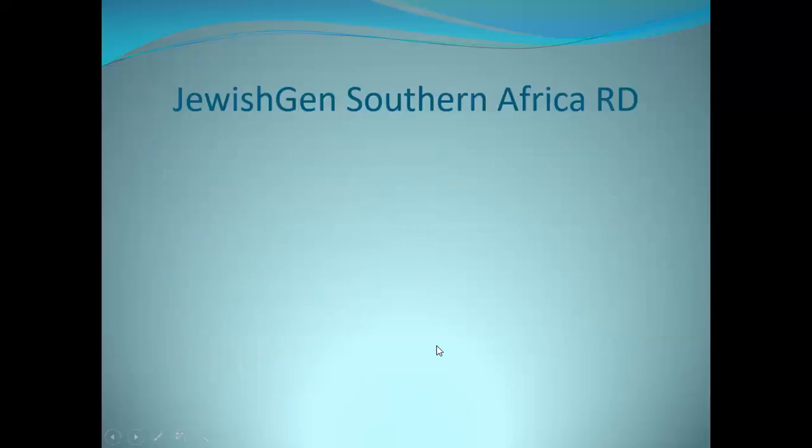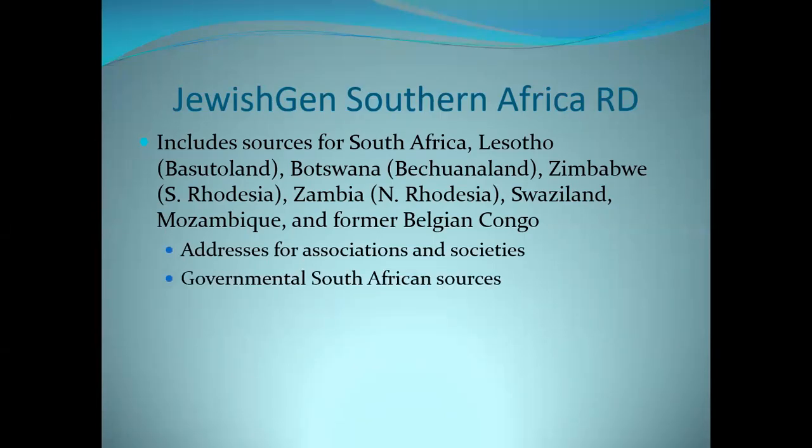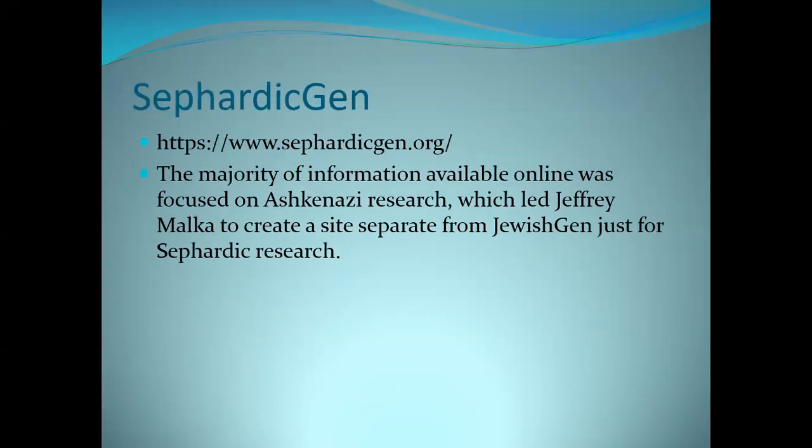Southern Africa. Yes, there are Jews in Southern Africa. South Africa primarily, but all these other areas, known Jewish communities and information about them. Associations and Societies, Governmental South African Sources, General Genealogy, National Archives of South Africa, Military and Land Records. So if you have anybody who is down there, this used to be a very active group. One of the board members of the San Francisco Bay Area JGS came from South Africa. He has tons of information on this, and newsletters and journals.